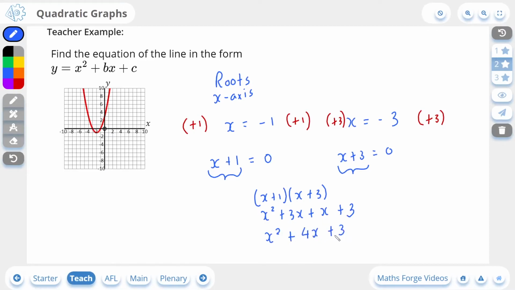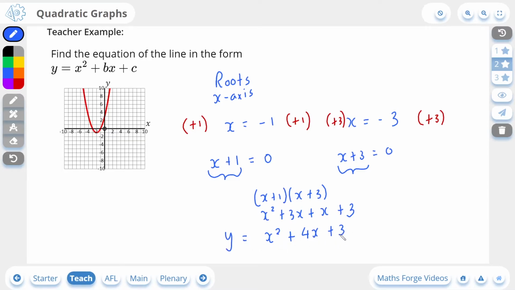Now if we simplify this, we're going to have x squared plus 3x plus x is plus 4x, and then plus 3. Now at this stage, you have to check to see if your quadratic is positive or negative. In our case, it is positive. So we can actually just leave it as it is since the x squared is positive. But this is it. This is your equation for your quadratic graph. So y is equal to x squared plus 4x plus 3.